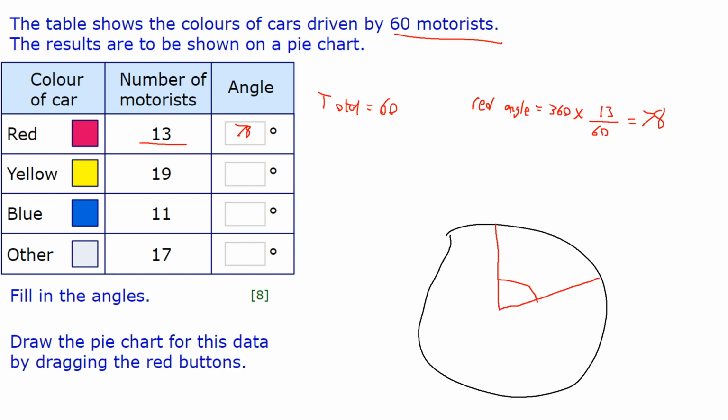Remember, you're going to have a protractor. I'm just doing it rough so that you understand. Now let's go for yellow. I'm going to use orange because I know that you can see it a bit better. Yellow is just going to be 360 times 19 over 60. Okay, plug that into our calculators and we should get an answer of 114 degrees. Okay, now let's put that into our graph.